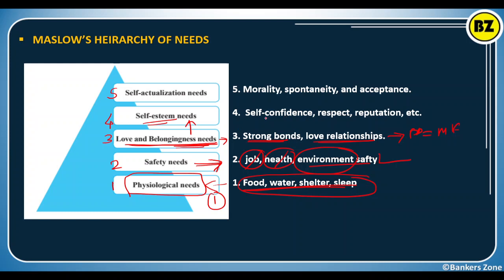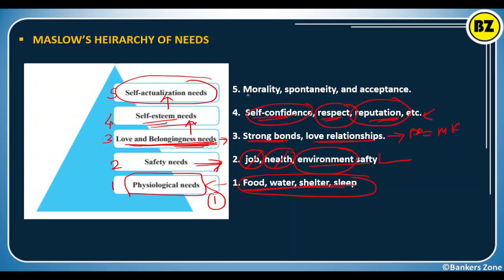Once you fulfill the third need, you will go to the higher need level, that is self-esteem. Here it is self-confidence, respect and reputation. Once you fulfill the love and belonging needs, you will seek self-confidence, respect from the people, and reputation in society. That is the self-esteem need. If you fulfill that, you will go to the next level, that is the self-actualization need.